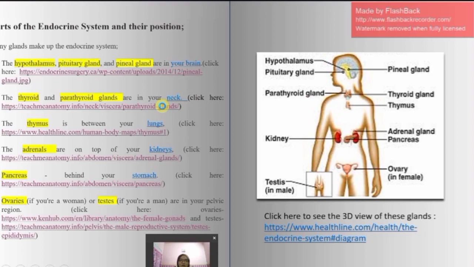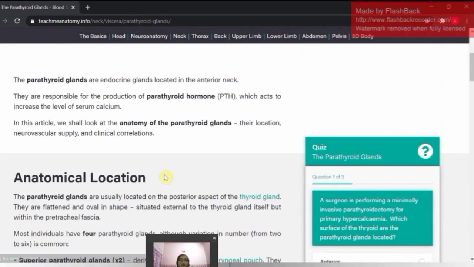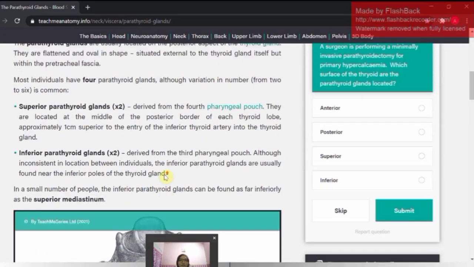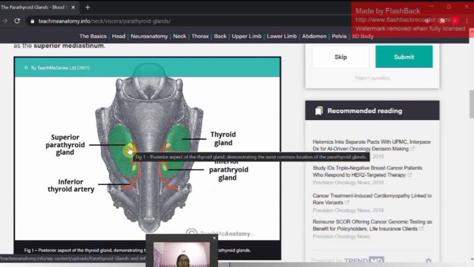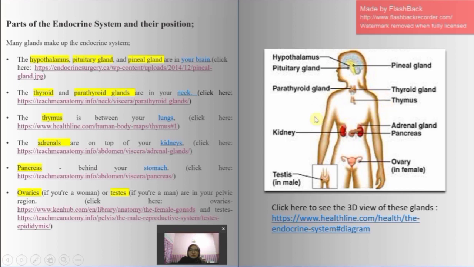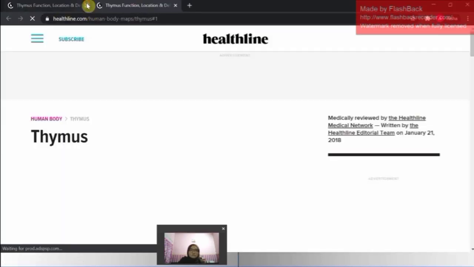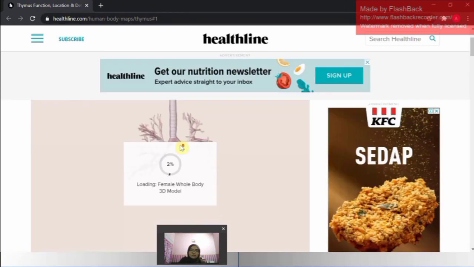So these glands and organs are actually at the anterior neck of our body. This is the thyroid gland, and these are the parathyroid glands. Onto the abdomen part here, we have the thymus, which is located in between our lungs. This is the 3D diagram of the thymus.